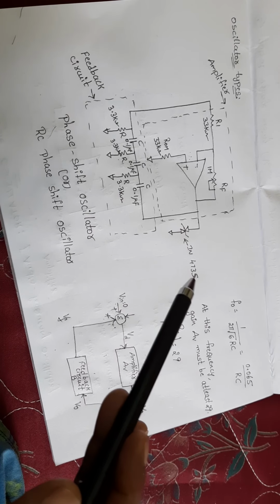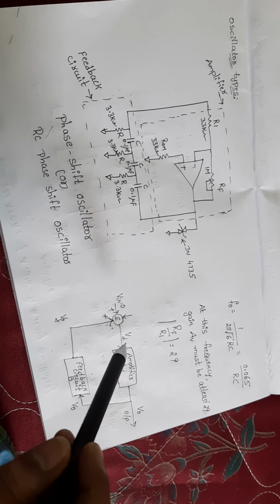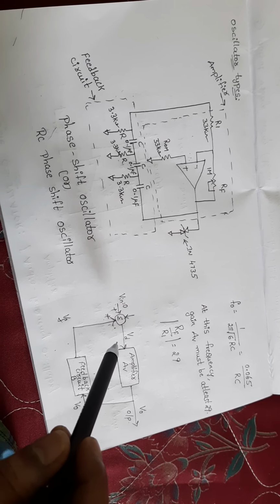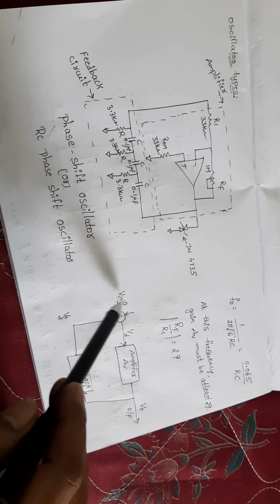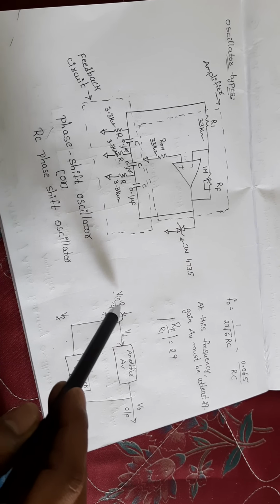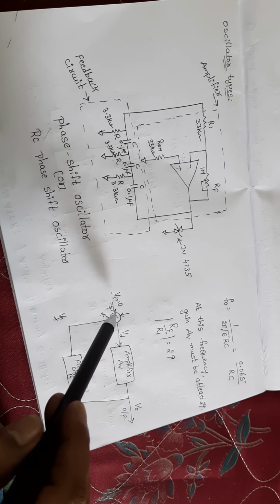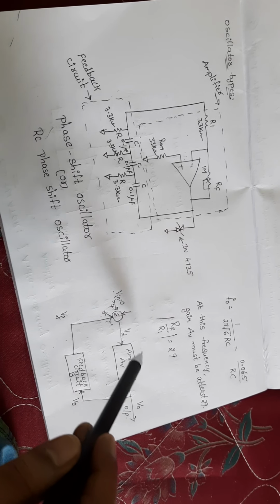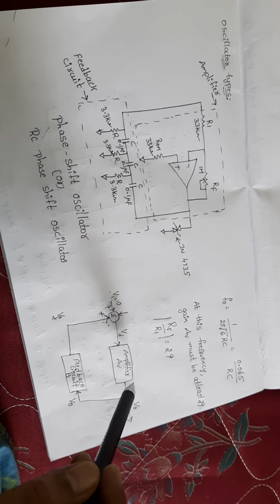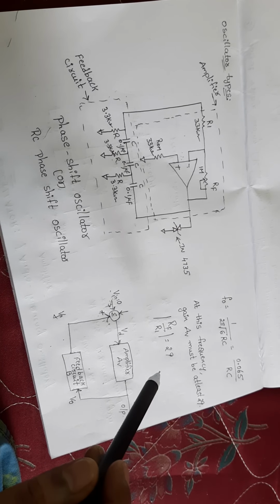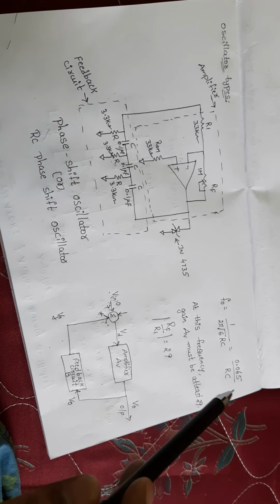Okay, so now we are going to discuss the oscillator types. And remember, the input Vin is 0, that is, without giving any input it produces a sinusoidal output. Such devices are called oscillators.